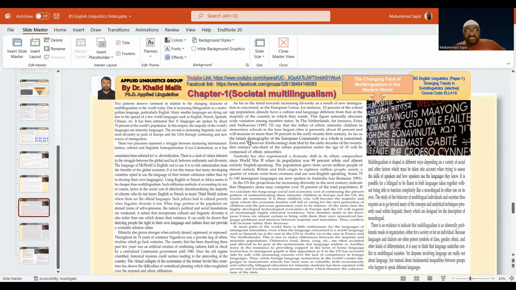As far as the future demography of the European community as a whole is concerned, Extra and Verhoeven state that by the early decades of the 21st century, one-third of the urban population under the age of 35 will be composed of ethnic minorities. That is the future of languages.